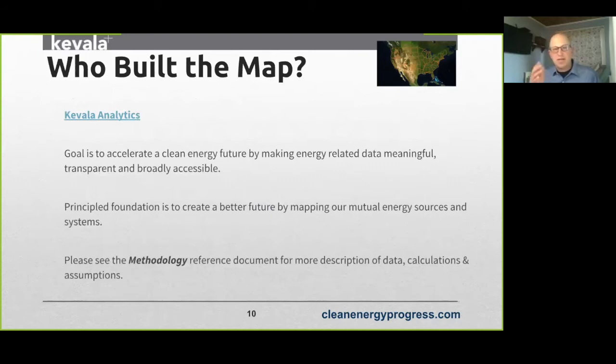It's an easy to access website. It's cleanenergyprogress.com. Ikevala Analytics built this map. It's a new organization. It's a for-profit entity. They've built these maps as basically a way to advertise their capabilities. And I think they're really quite impressive. They are led by a guy named Aram Shumavan, who I actually came to know about 5 years ago when he finished working at the California Public Utilities Commission as an economist in their energy division and began advocating for distributed energy resource customers, people who have their own rooftop solar, for example.